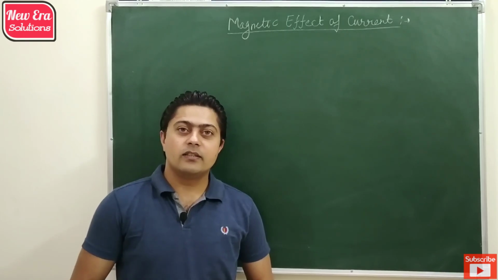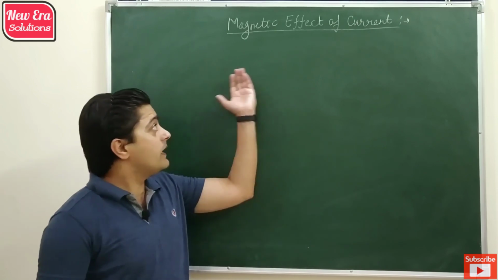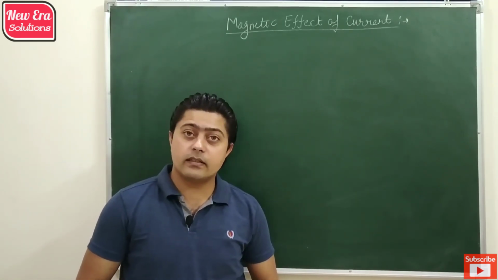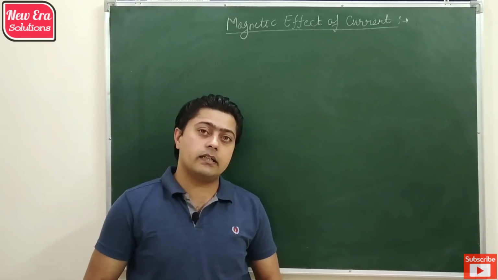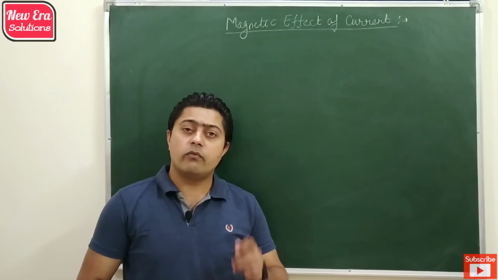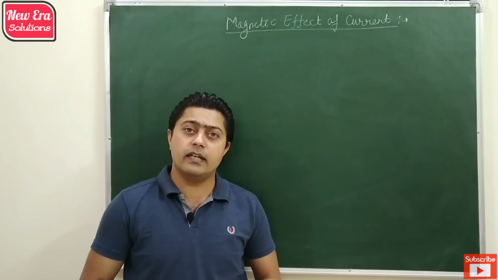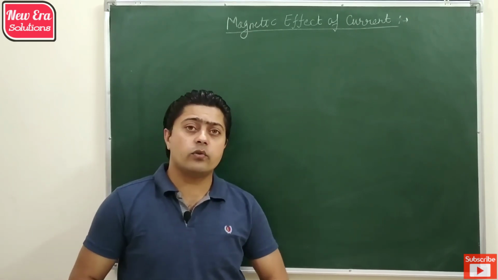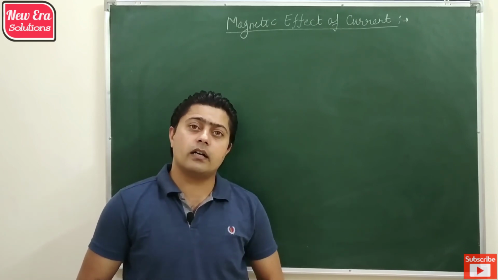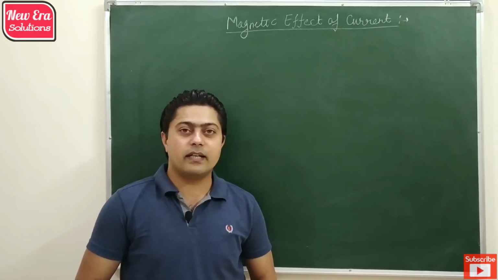Hello everyone. So today we are going to start a new chapter of physics, that is magnetic effect of electric current. As we already discussed the heating effect of electric current in current electricity, in which we observe that when current flows through any device, some heat is produced in it. Similarly, when current flows through any conductor, some magnetic field is generated around it, and that effect is known as magnetic effect of electric current.